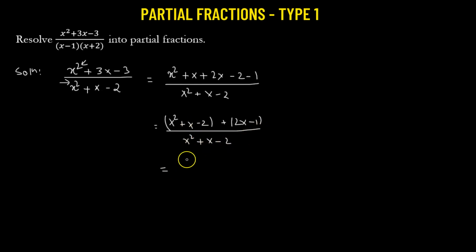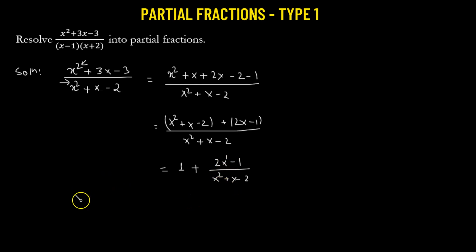Now, we can separate this into two parts. So we have x squared plus x minus 2 divided by x squared plus x minus 2, that's simply 1, plus 2x minus 1 divided by x squared plus x minus 2. Now, we have a new rational fraction here, which is added to 1. In this new rational fraction, we can clearly see that the highest power of x is 1 in the numerator and the highest power of x in the denominator is 2. That means the degree of the numerator is now less than the degree of the denominator.